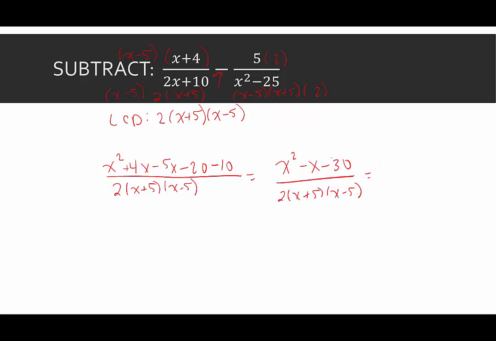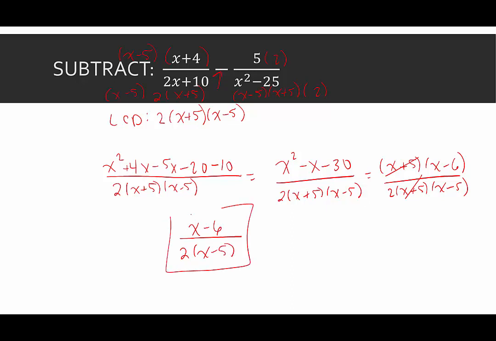Target product is negative 30, target sum is negative 1. Yeah, we have a winning combination. We have positive 5 and negative 6. So we could write this as x plus 5 times x minus 6. And then we have our denominator, x plus 5 times x minus 5 times 2. These we can cancel out, leaving us with x minus 6 over 2 times x minus 5. And I would just leave it like this and call it a day.